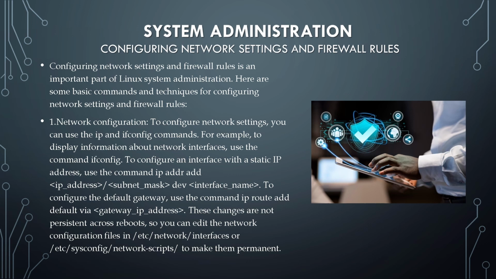To configure an interface with a static IP address, use the command ip addr add IP address/subnet mask dev interface name. To configure the default gateway, use the command ip route add default via gateway IP address. These changes are not persistent across reboots, so you can edit the network configuration files in /etc/network/interfaces or /etc/sysconfig/network-scripts to make them permanent.